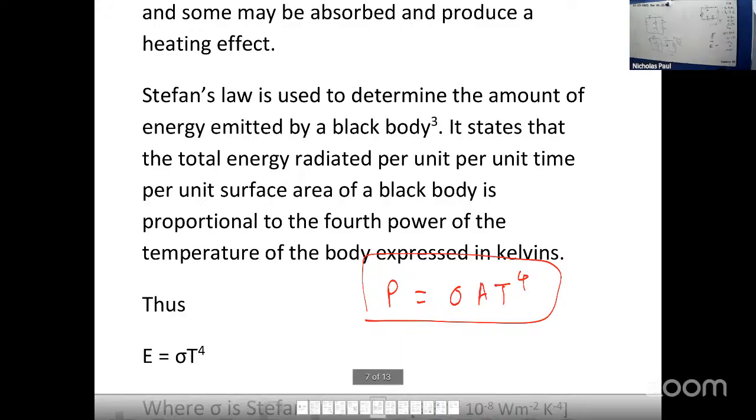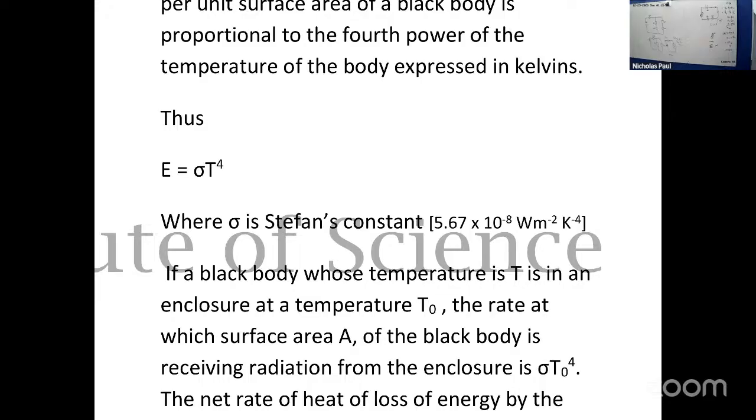Right, but really and truly, for the power to really flow from the black body to outside, there must be a temperature difference. Okay, there must be a temperature difference. So the one that you will really be using is this. Oh, by the way, write down the value for Stefan constant.